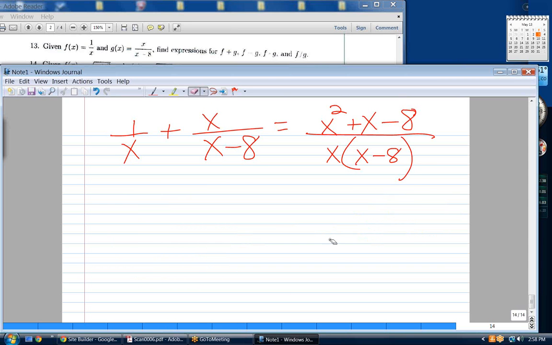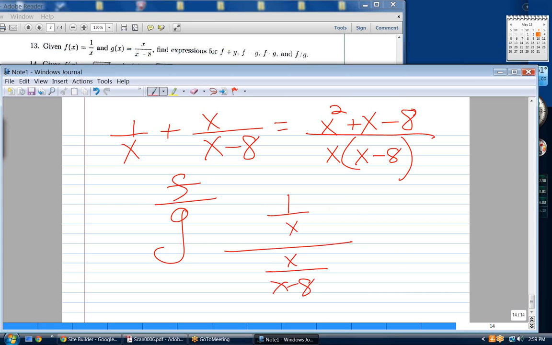A function is actually more valuable in factored form than it is in distributed form. I mean, notice what you have to do to most quadratics. The first step usually is to factor them. Okay, and the last part, let's end it on, is what is f divided by g? So that'll be 1 over x divided by x over x minus 8. And then you flip those and you get x minus 8 over x squared. Very good. All right.